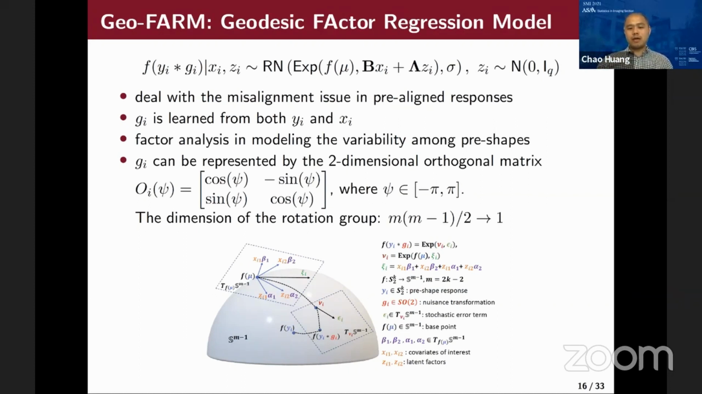But because we have this nuisance rotation and factor actions, in that case, we have another move from one point f_i to another point, f_i star g_i. So this looks like the nuisance parameters here. So this is how the data is generated from this geodesic factor regression model.